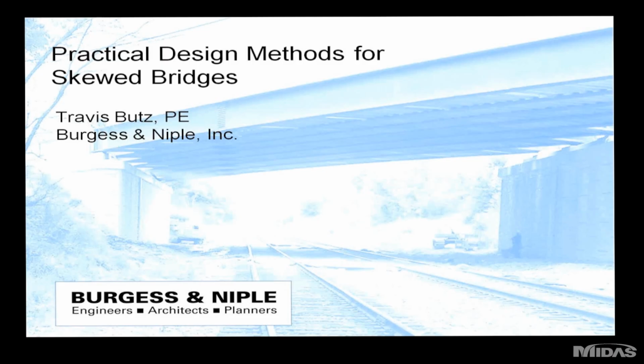Okay, as Pooja said, this is some work that Burgess and Neipel did for the Ohio Department of Transportation. It originated because ODOT was having some problems with their skewed bridges. This focuses mainly on steel I-girders because that's where most of the problems were. But although it does focus on steel I-girders, a lot of these principles apply to any type of skewed bridge.